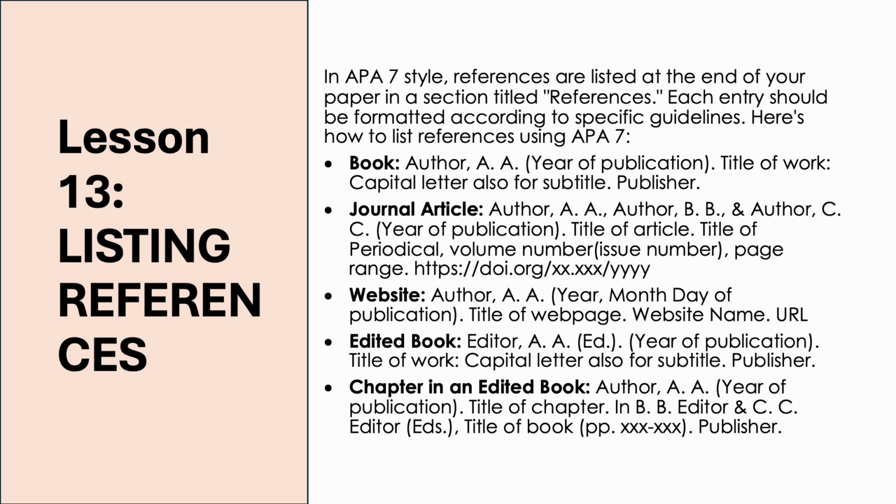For the journal article, we have the same as with the book: the author's last name, the initials of the first name and the middle name. If there are several authors, you need to use an ampersand instead of the word and. Then the year of the publication, the title of the article, the title of the periodical, and the volume number, which has no space after it, going to the issue number, which is in parentheses, and then the page range, and then the URL.